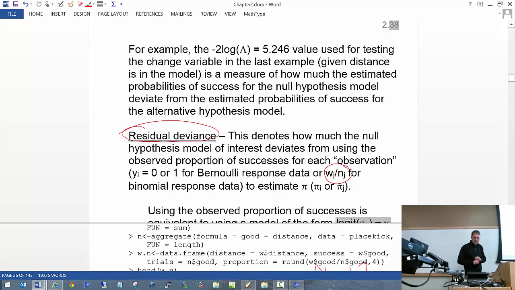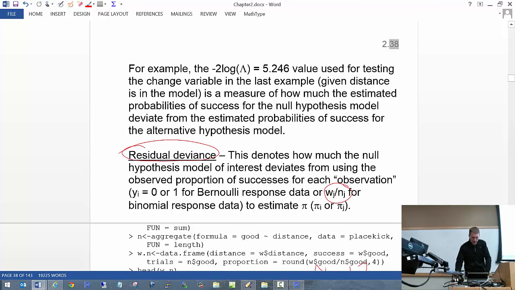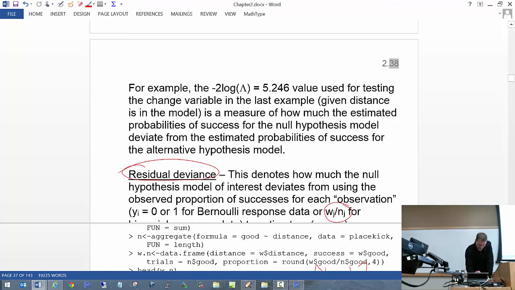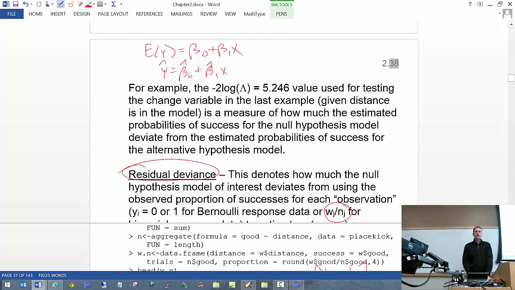So let's say that we have a regular old linear regression model. Just one variable. I estimate the model, and this is what I get for the estimated model. What's the residual?